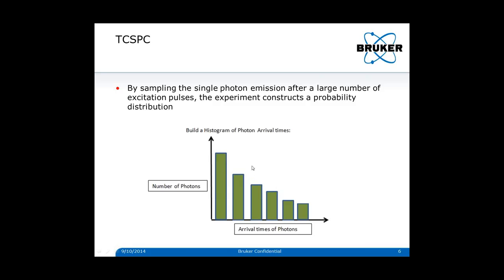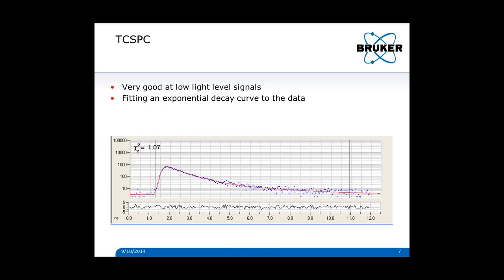And once we have this histogram, we can actually fit a single exponential decay curve to that, and we can extract our lifetime value. And this is shown here from an actual setup in this picture. So on the x-axis you have 12.5 nanoseconds of time, and on the y-axis you have the number of photons. The number of photons is directly related to intensity, but this is the actual number of photons. This is a log scale.